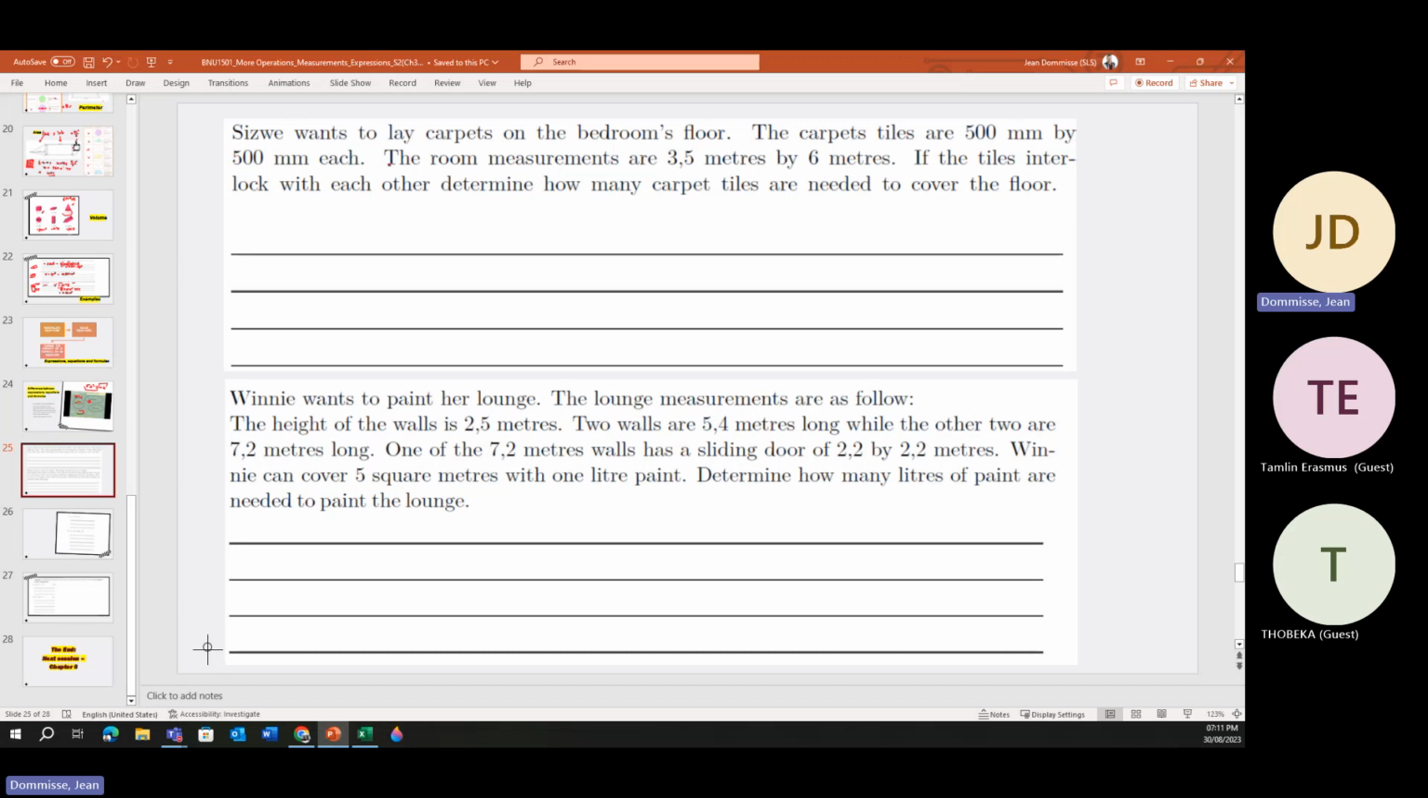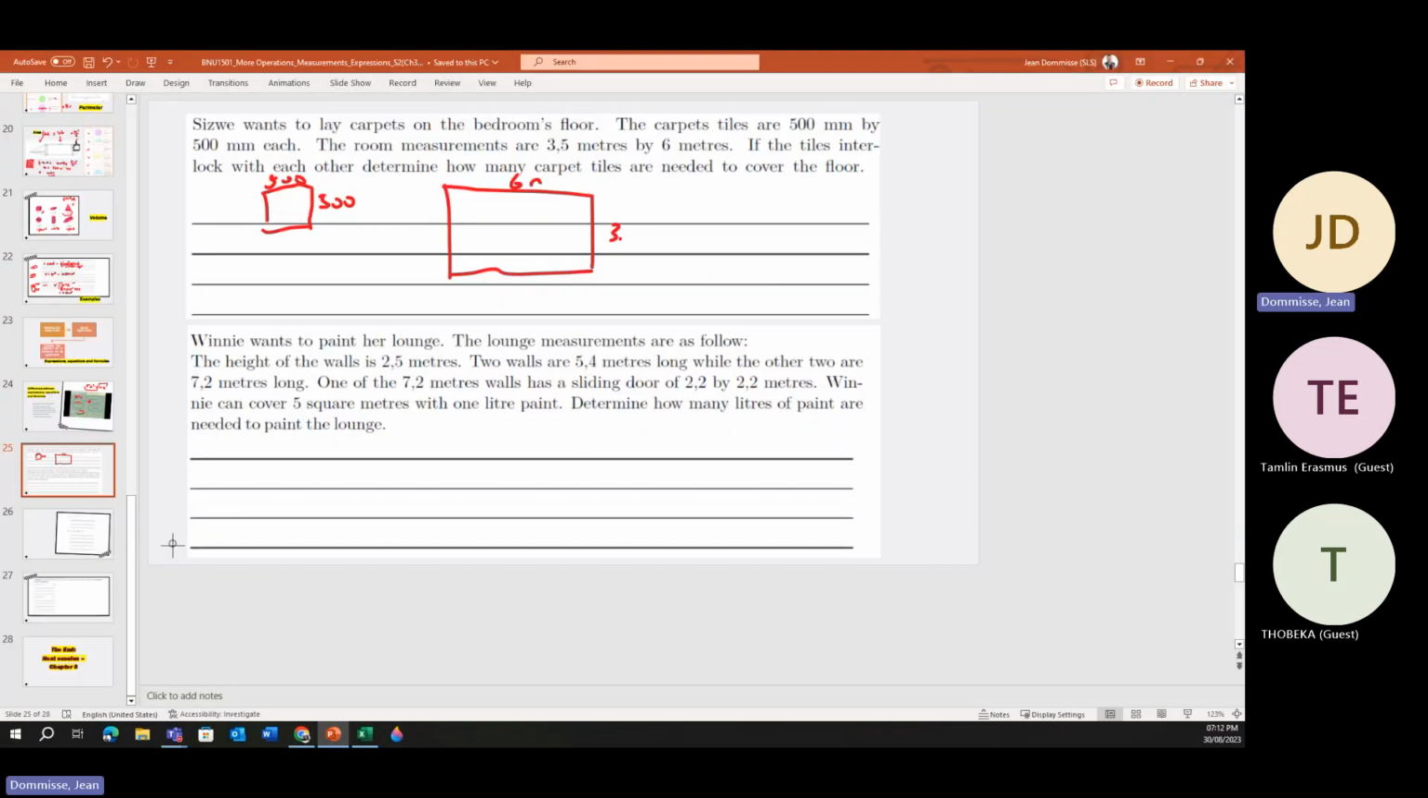So Csway wants to lay carpets on the bedroom floor. The carpet tiles are 500 millimeter by 500 millimeter each. So let's just, so 500 by 500. The room measurements are 3.5 meter by 6 meters. So let's say that's 6 meters. That is 3.5. So that is nearly the room measurements.